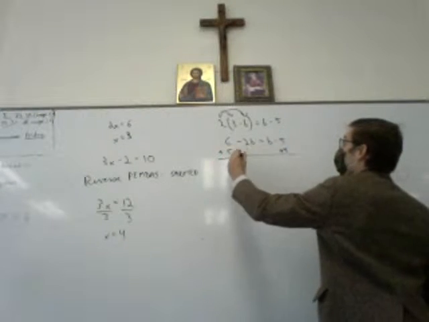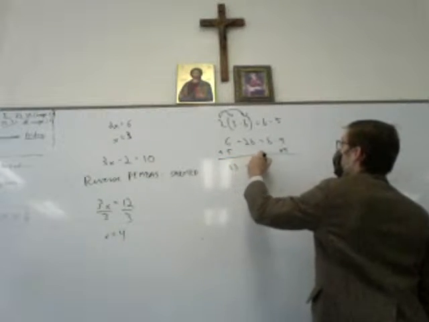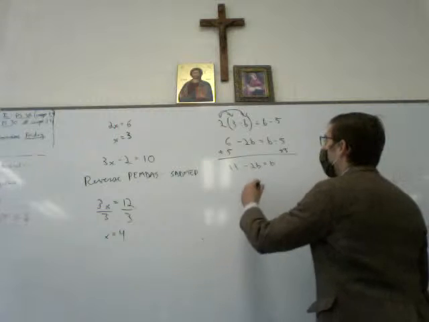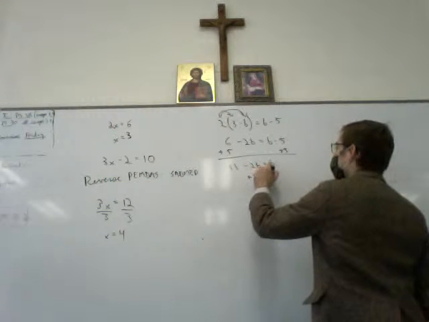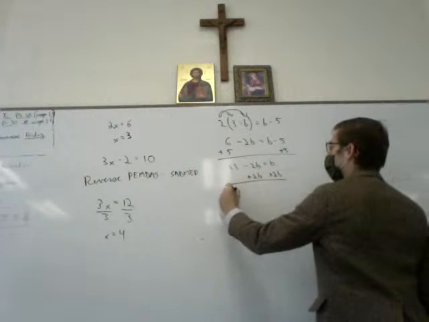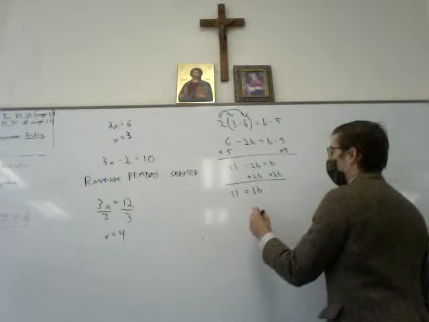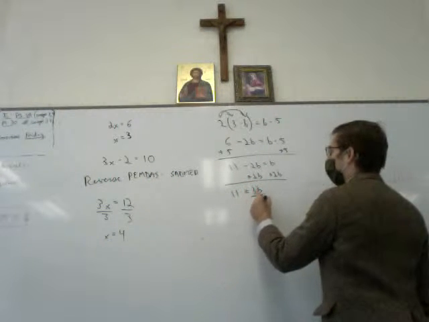And then we'll have 11 over here minus 2b equals b, right? And what else do we need to do still? Add 2b to both sides. Then what do we get? Then what do we do? Divide by 3.